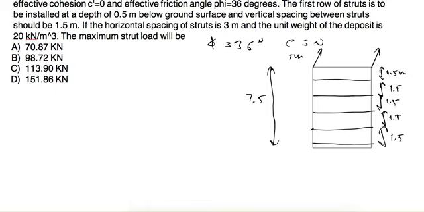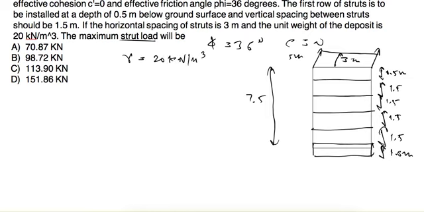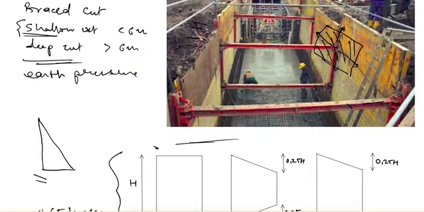So how much is it? 6 meter, 6.5. So below this here 1 meter more is there. So this is the total depth. Now what else is given? If the horizontal spacing of the struts is 3 meter, so in this direction next line will be there at the distance of 3 meter, and the unit weight of the deposit is 20 kilonewton per meter cube. Gamma is equal to 20 kilonewton per meter cube. The maximum strut load will be. So here this horizontal spacing is 3 meter. So what kind of area we will consider?